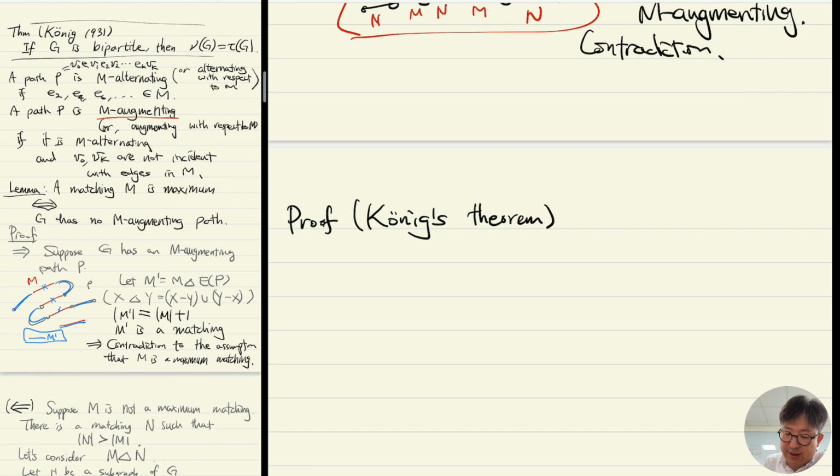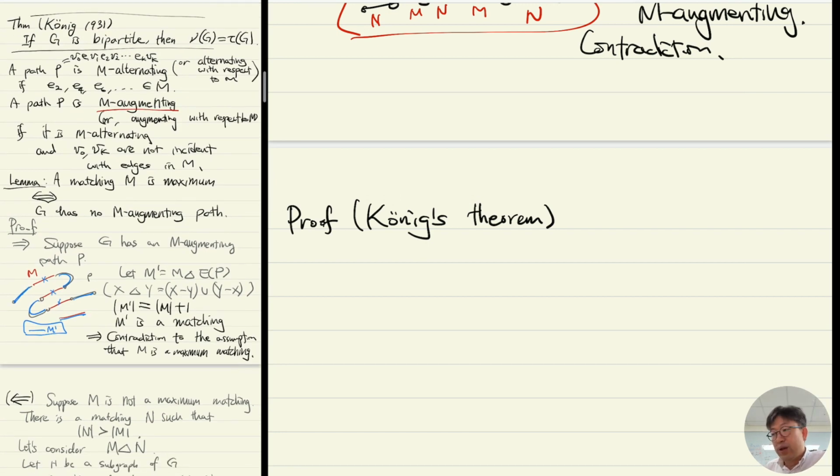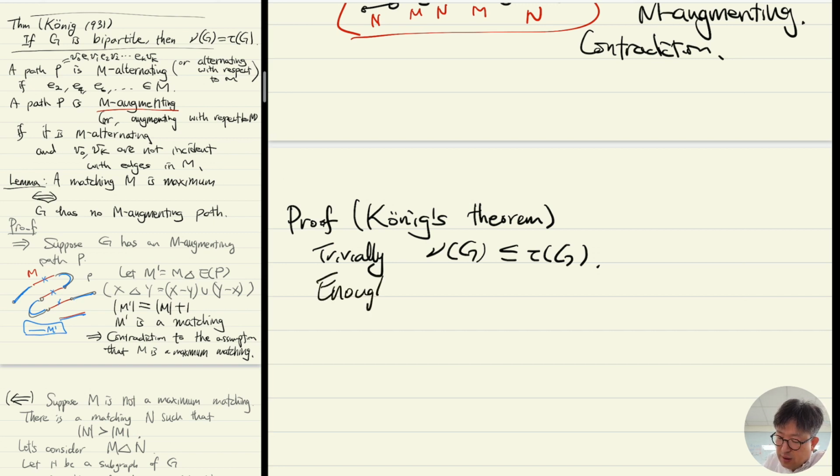Right? So remember, König's theorem says that nu is equal to tau whenever the graph is bipartite. But trivially, one direction is easy, right? We have already seen that. So it's enough to show that nu is at least tau of G. To show that, I will take a maximum matching and then see if I can find a set of vertices covering every edge.